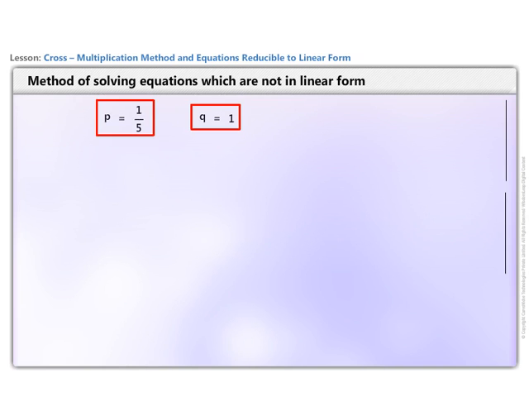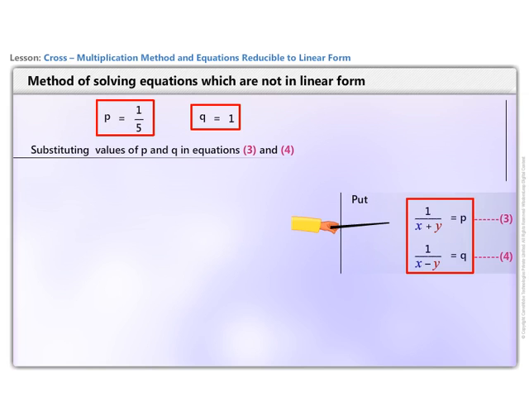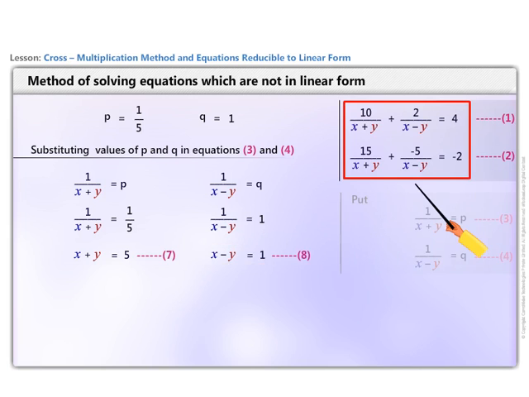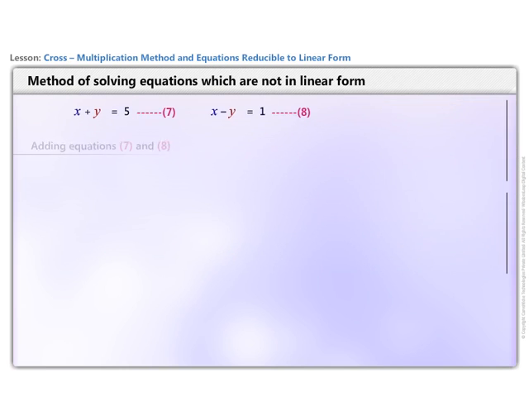Substituting values of p and q in equations 3 and 4 and simplifying, we get x plus y is equal to 5. Consider this as equation 7. And x minus y is equal to 1. Consider this as equation 8. Thus, we converted nonlinear equations into linear equations by suitable substitution.